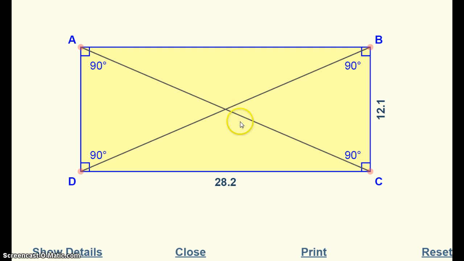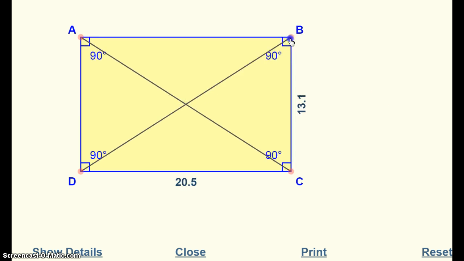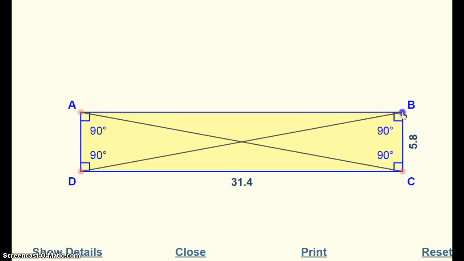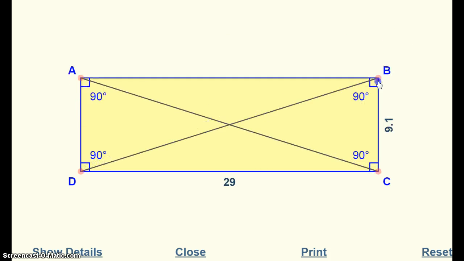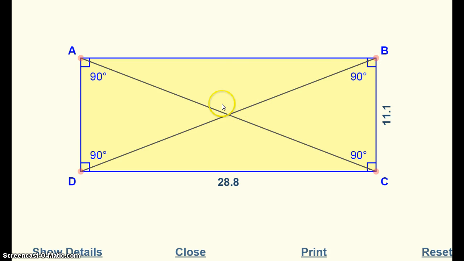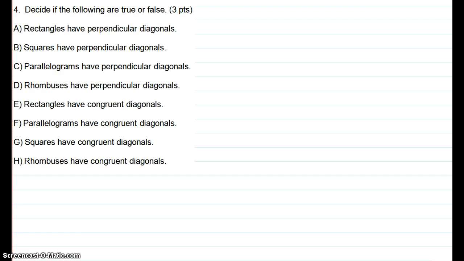So here we have an example of a rectangle, and we have the diagonals drawn. So the diagonals intersect, and if you look at this angle right here, you can tell this is an obtuse angle, and this is an acute angle. So obviously the diagonals are not perpendicular. And no matter how I drag it so that it stays a rectangle, it's not going to turn into a right angle here. So that would be false.